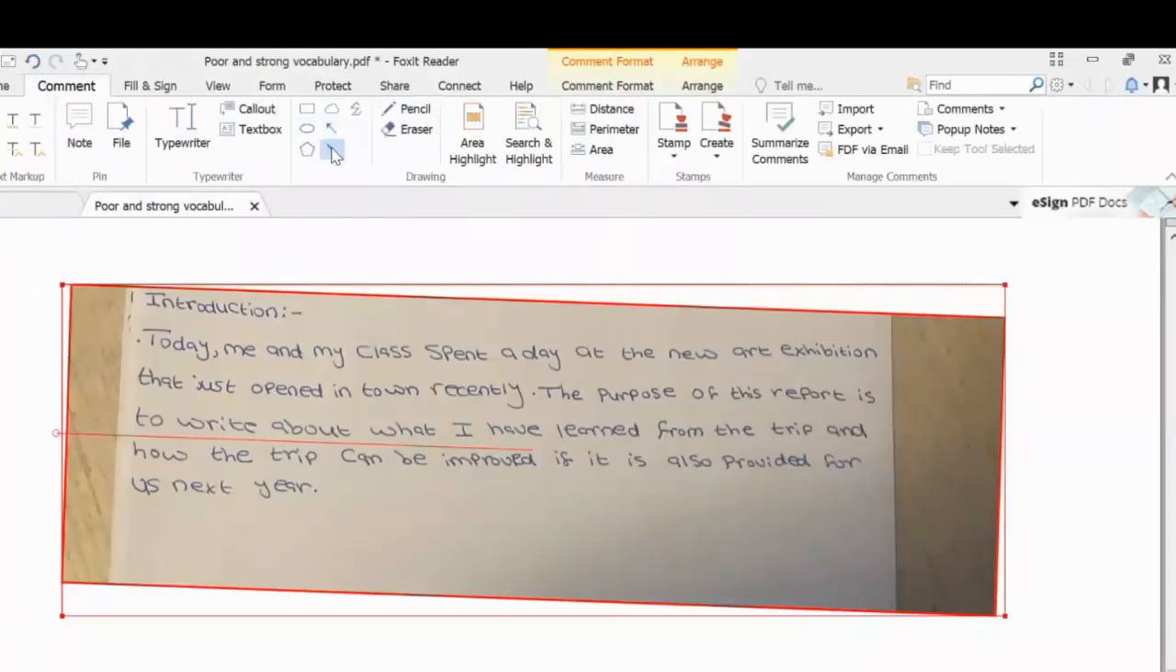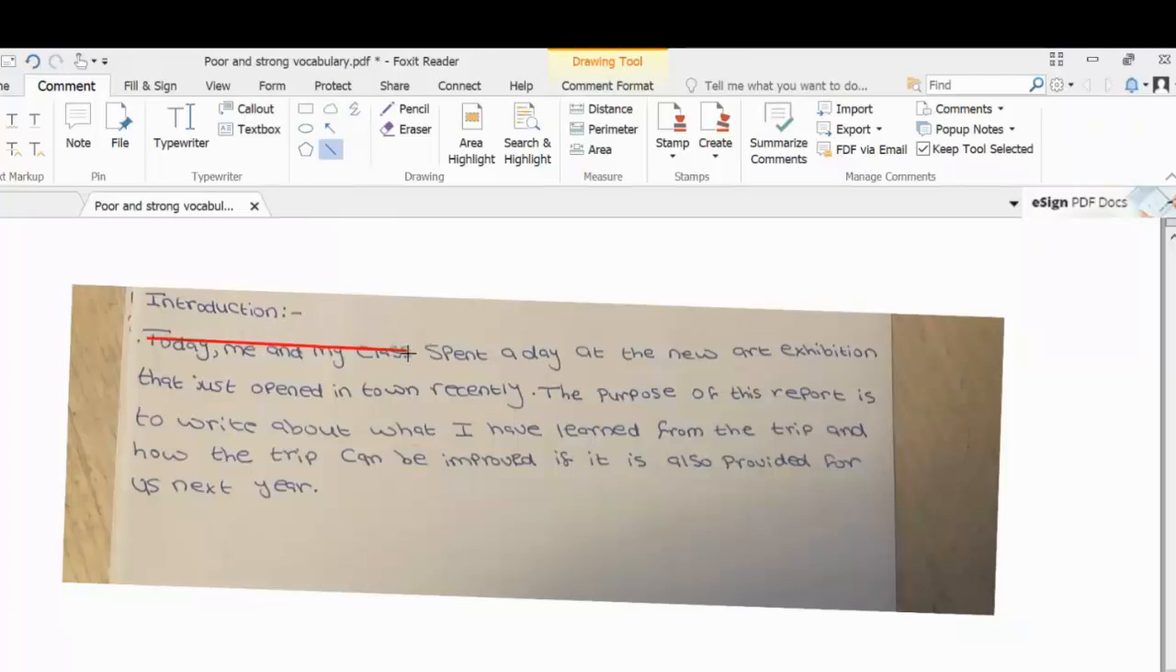So you will delete today me and my class and write our instead. Our class spent a day at a new art exhibition that just opened in the town recently. Who asked you to write this report? Your teacher. So write our teacher asked for writing a report about that day or this experience.